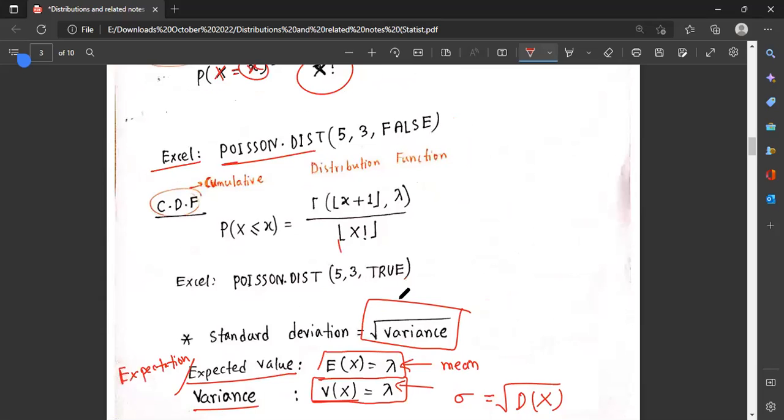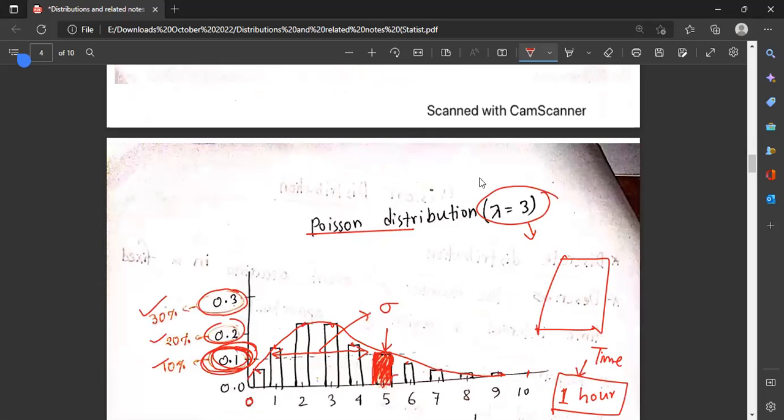So here lambda is given in this example. Lambda is given. So I think you got a brief idea of Poisson distribution.